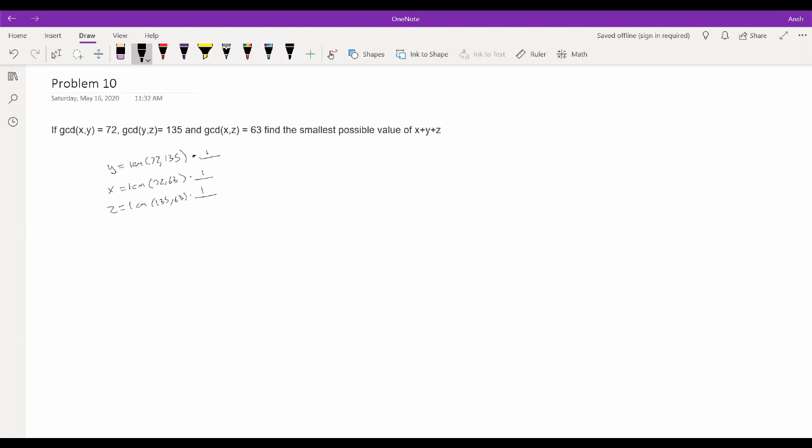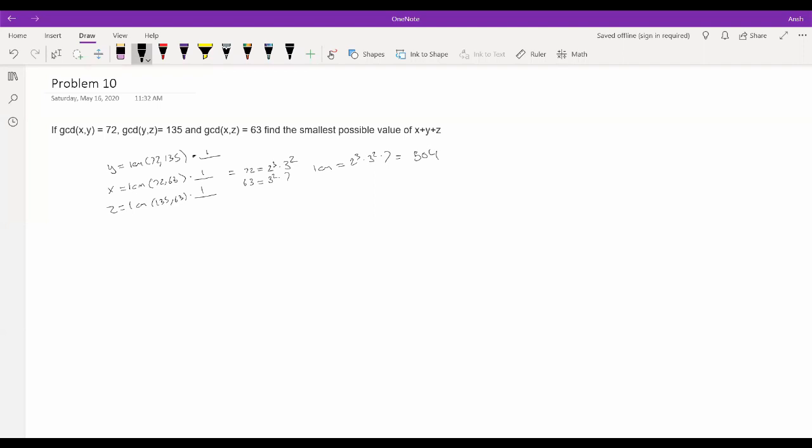And we can check. So first, we can evaluate what they would be. Let's start with x in this case. So x would be the LCM of 72 and 63. If you have paper and pencil, you can do this, but 72 can be written as 2 cubed times 3 squared, and 63 can be written as 3 squared times 7. So that means the LCM of those two would just be 2 cubed times 3 squared times 7, which, if you expand this, is 504.